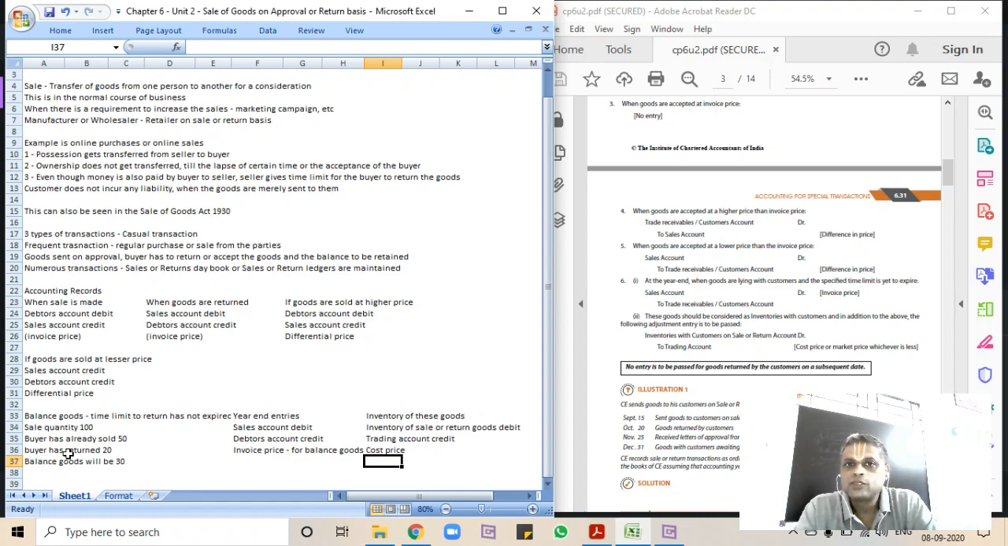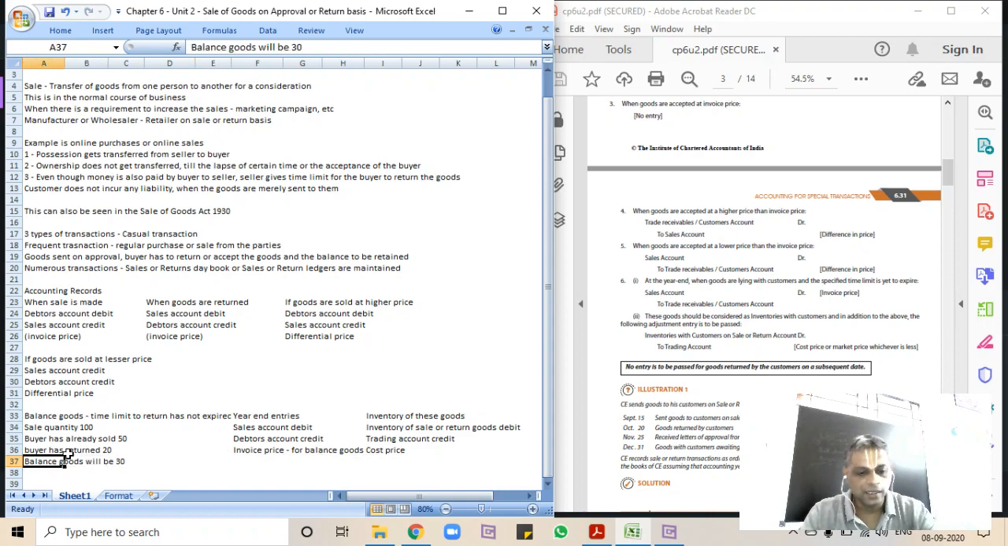I'm repeating again: the balance goods have to be treated as return because the buyer has got time to return the goods. If the buyer has time to return the goods at the end of the year, the balance goods have to be treated as sales return because it is still not a sale. Then the goods which have been reversed in the books have to be moved back to inventory by debiting inventory on sale or return goods to trading account, and this should be taken as part of the closing inventory in the trading account. Hope the students are clear on this.